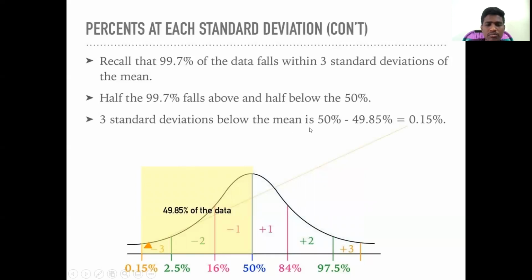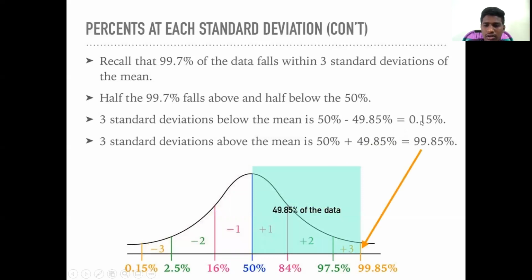3 standard deviations below the mean is 50% minus 49.85%, and the remaining 0.15% towards the left is in -4, -5 in this region. Again, the remaining 0.15% towards the right is in the standard deviation +4, +5 in that area.